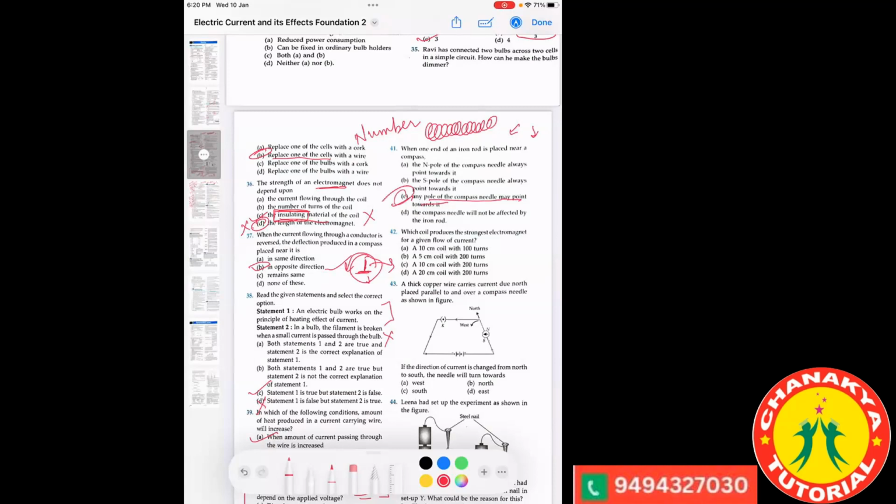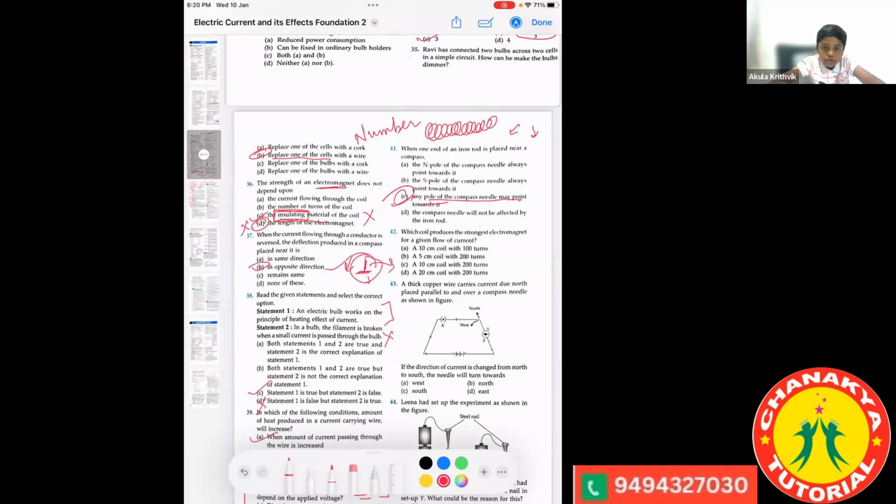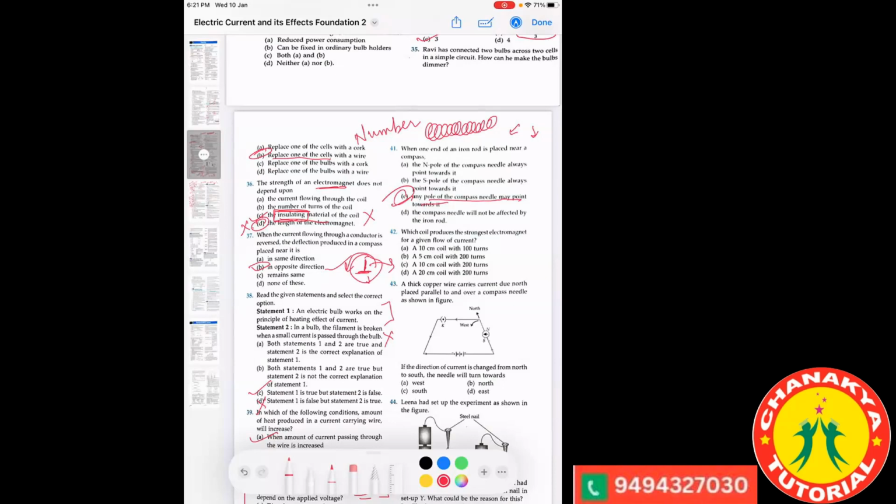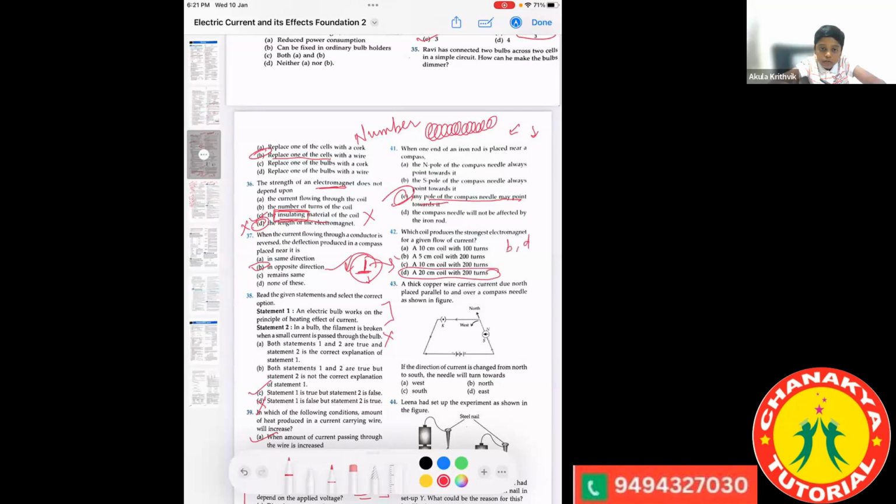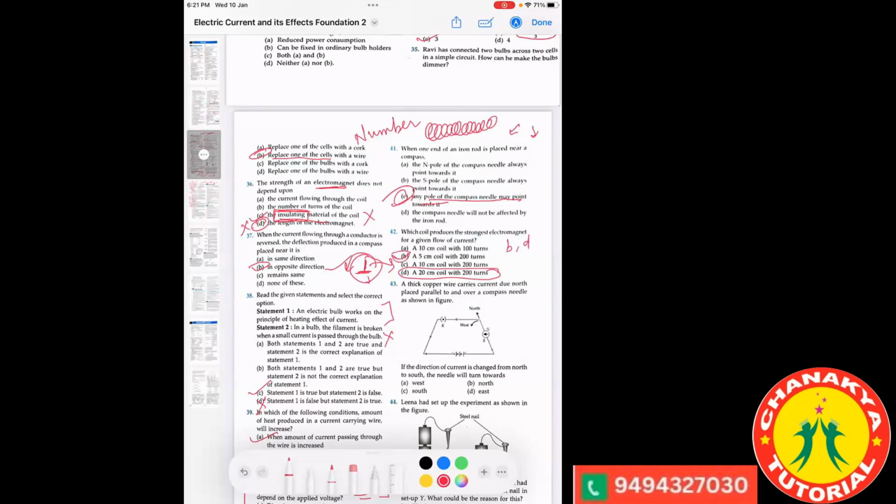Kritvik, question number 42. Ma'am, which coil produces the strongest electromagnet for a given flow of current? Ma'am, it's option D. No. Have you said B or D? Ma'am, D. The answer is B.